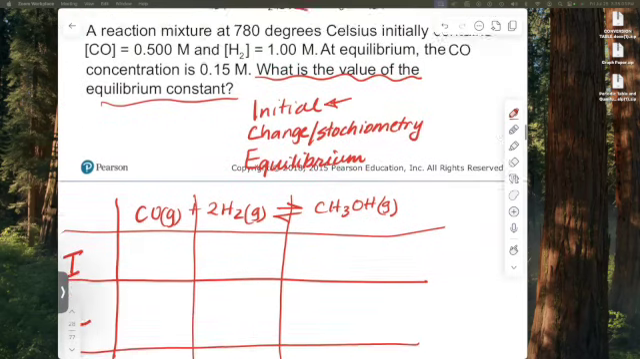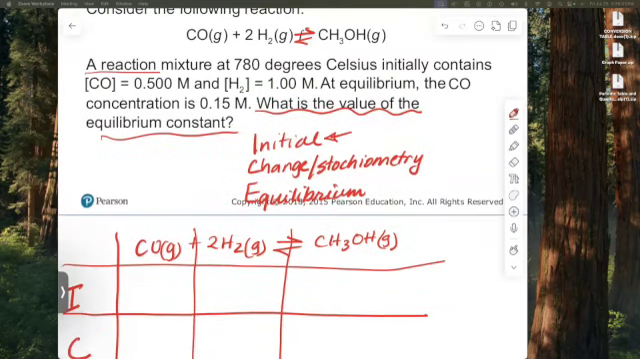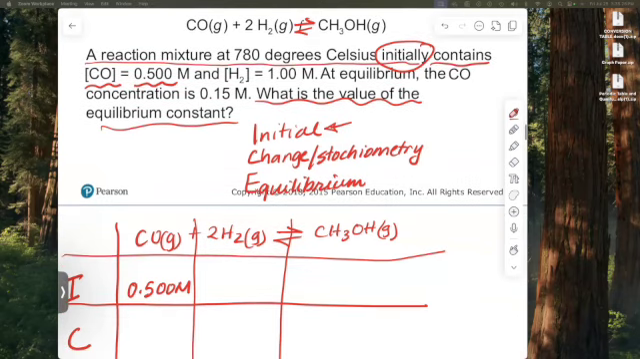Okay, back to the question. They tell us a reaction mixture at 780 degrees Celsius, initial, that means the numbers right after that are initial numbers, contains, for CO, the concentration is 0.500 molar. The numbers we put in the ICE table are usually molar amounts, okay? And then for H2, initially we have 1.00 molar. And then period. It says nothing about the product.